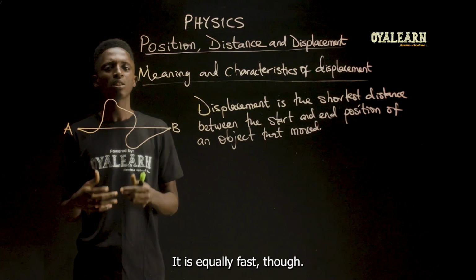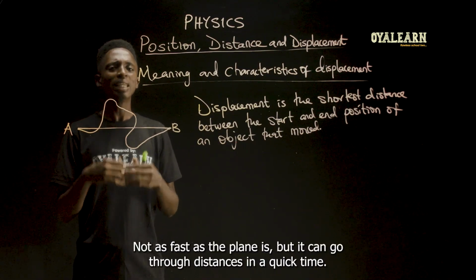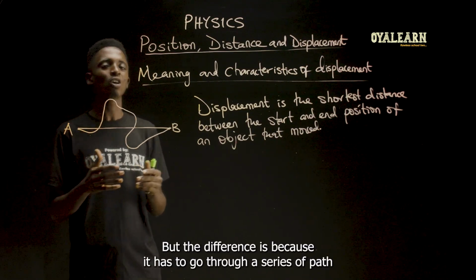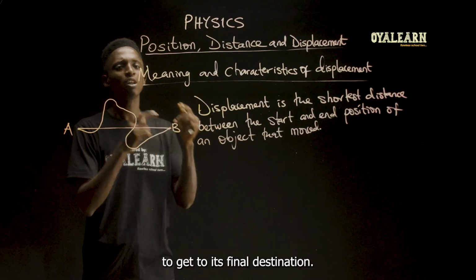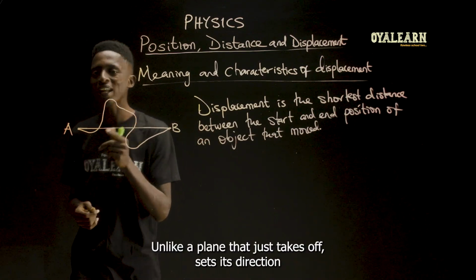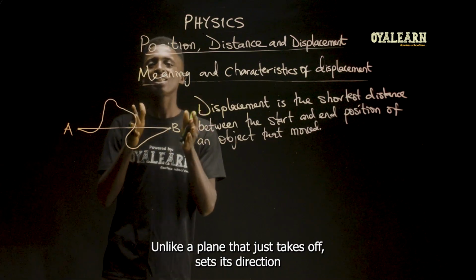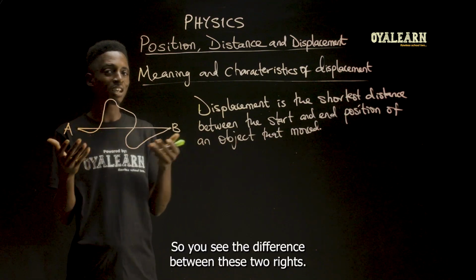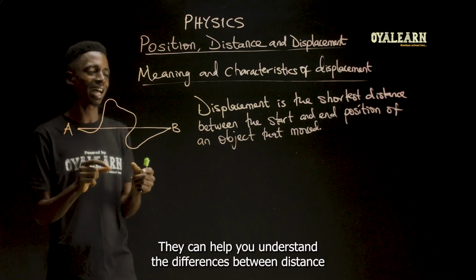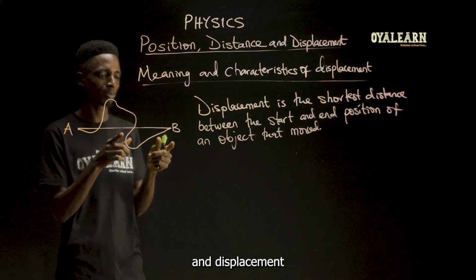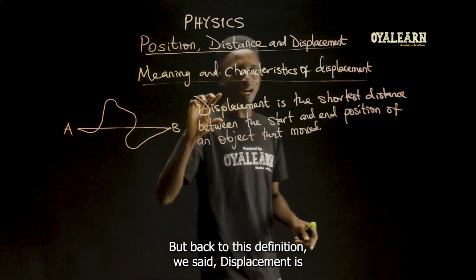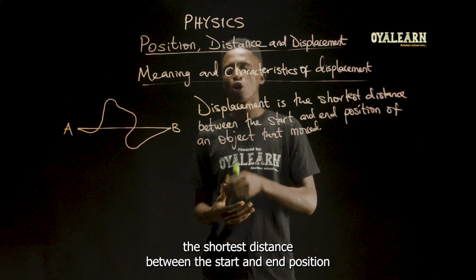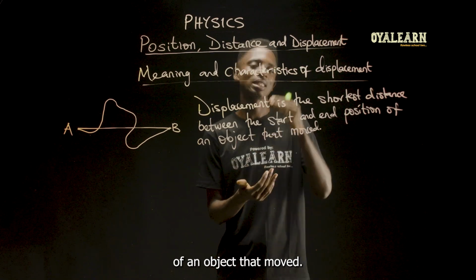It is equally fast, though not as fast as a plane, and it can go through distances in quick time. But the difference is because it has to go through a series of paths to get to its final destination, unlike a plane that just takes off, sets its direction, and goes in that direction at very fast speed. So you see the difference between these two, right? They can help you understand the differences between distance and displacement. But back to this definition, we say displacement is the shortest distance between the start and end position of an object that moved.